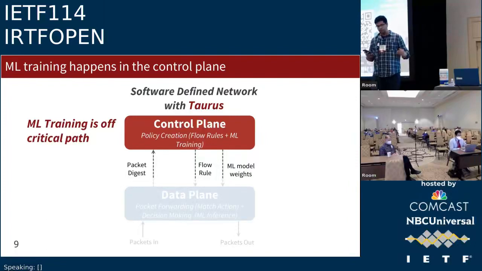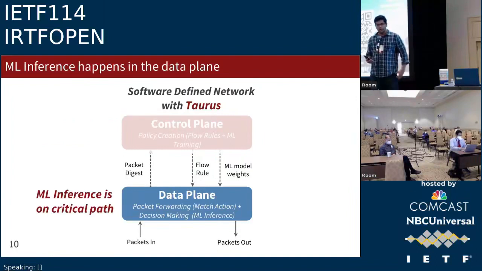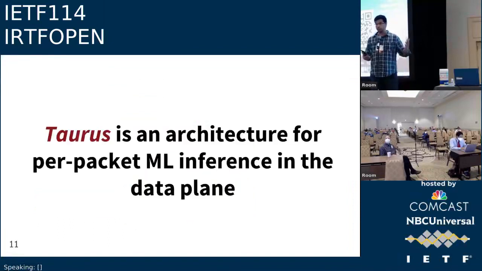The trickier part comes in the next step where now we need to deal with the actual critical path, basically tackling packets as they come. So machine learning inference here is going to happen in the data plane, like I mentioned. And the final outstanding question here then is, if we're okay with doing training in the control plane, we can use whatever existing hardware we want, and then what do we do about the data plane? Do we have, say, a switch that can do inference at line rate per packet operation? And so this is really the crux of Taurus, and that's what it aims to do. So Taurus is an architecture for per packet machine learning inference in the data plane.